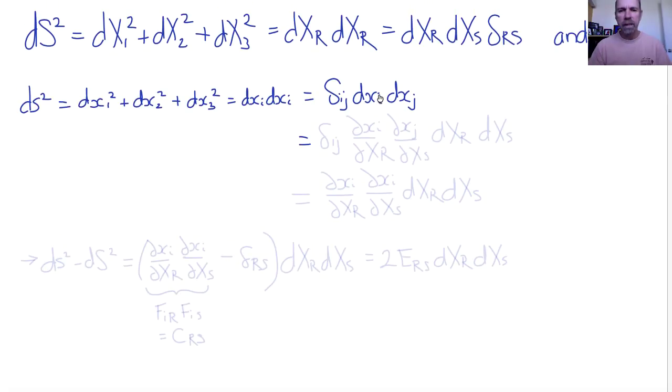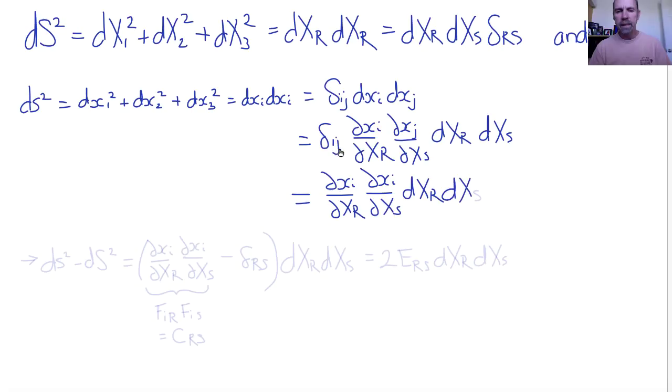Now, in order to collect terms, let's convert these elements d little xi, d little xj, using the chain rule of calculus, into d big Xr, d big Xs. So this expression becomes delta ij, del little xi del big Xr, del little xj del big Xs times d big Xr, d big Xs. And then, using the Kronecker delta to convert this j to an i, we get del xi del Xr, del xi del Xs times dXr, dXs.